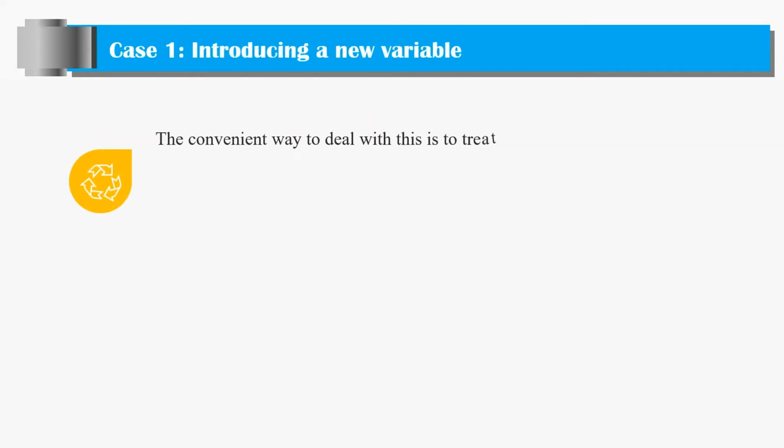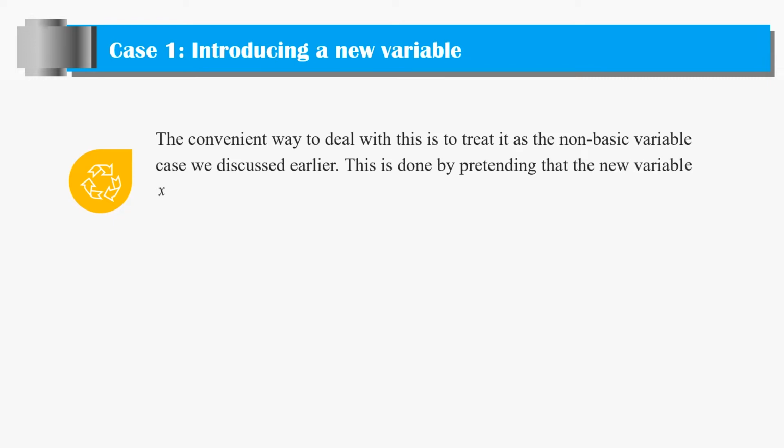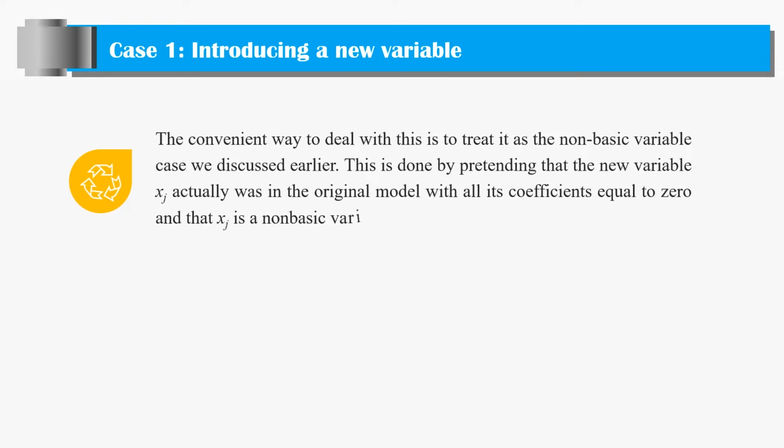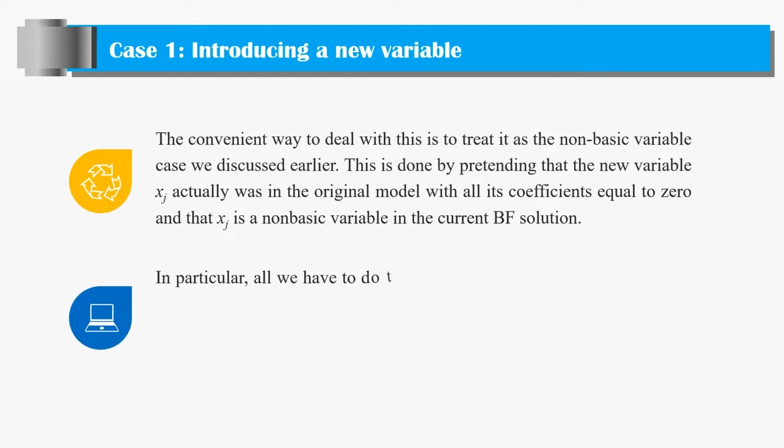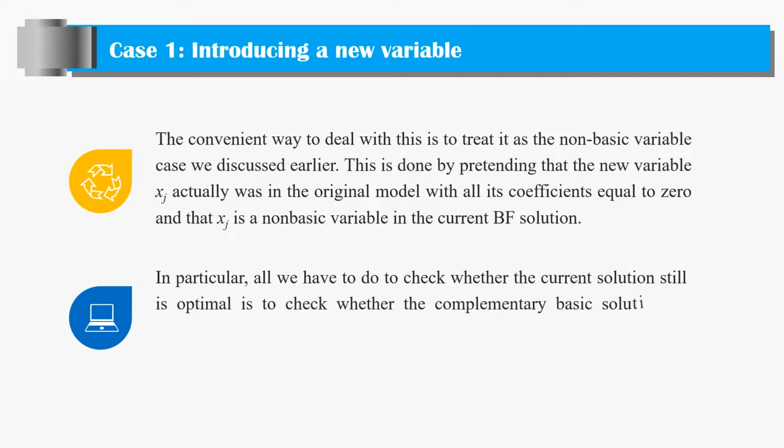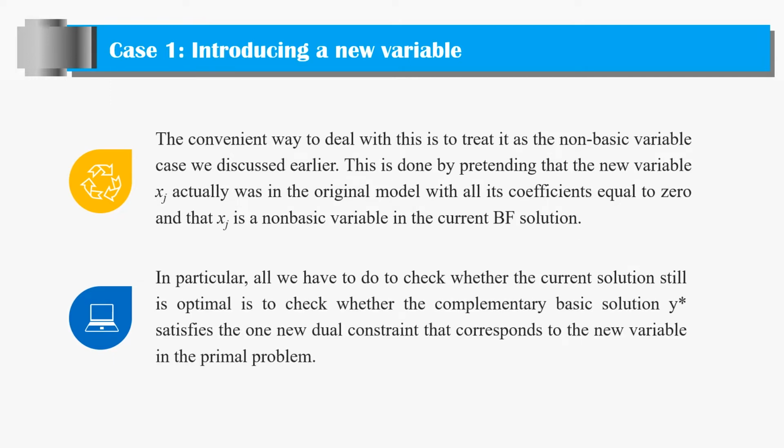The convenient way to deal with this is to treat it as the non-basic variable case we discussed earlier. This is done by pretending that the new variable xj actually was in the original model with all its coefficients equal to 0, and that xj is a non-basic variable in the current BF solution. In particular, all we have to do to check whether the current solution still is optimal is to check whether the complementary basic solution y star satisfies one new dual constraint that corresponds to the new variable in the primal problem.